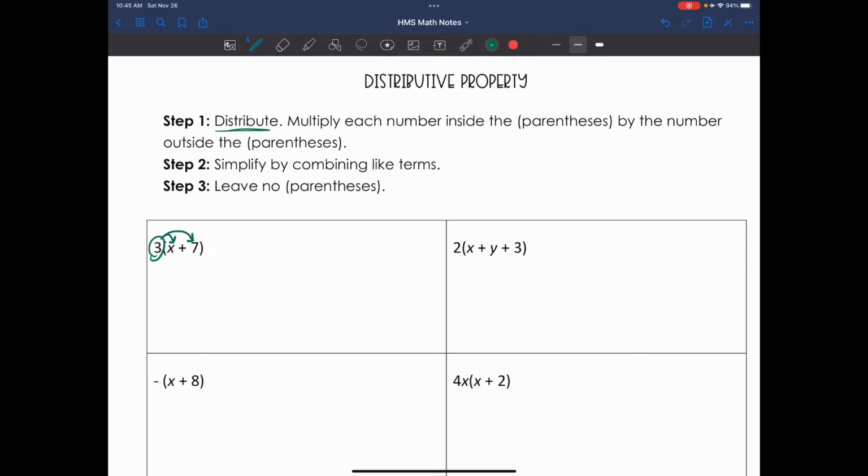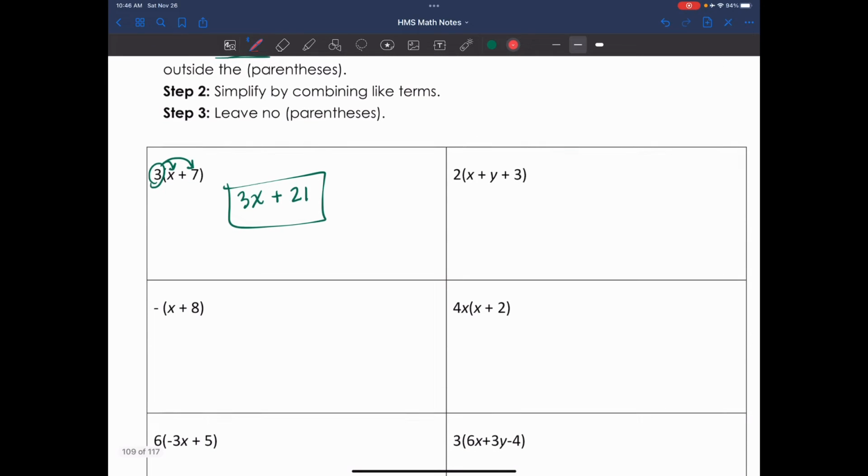So 3 times x, I don't know what that is. So I'm just going to write 3x. 3 times positive 7, I do know what that is. It's positive 21. Step 2 is simplify by combining like terms. I don't have any like terms at the moment. Step 3, leave no parentheses. And we're good. And I think that is the final expression. Let's try a little bit harder one.